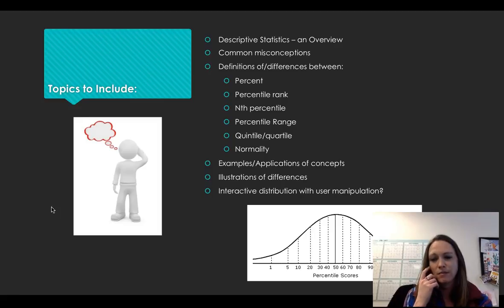What I see in my mind is some sort of interactive distribution that the user themselves can manipulate. They can manipulate data points as far as the percent itself, and see what it does to the actual individual in terms of the percentile. I don't really know how that gets accomplished just yet, but I'm hoping that we learn some kind of tool that helps me with that.